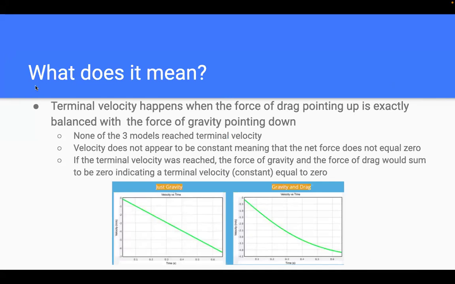So the terminal velocity happens when the force of drag pointing up is exactly balanced with the force of gravity pointing down. None of the 3 models reached a terminal velocity. The velocity does not appear to be constant, meaning that the net force does not equal 0. If the terminal velocity was reached, the force of gravity and the force of drag would sum to be 0, indicating a terminal velocity constant equal to 0.